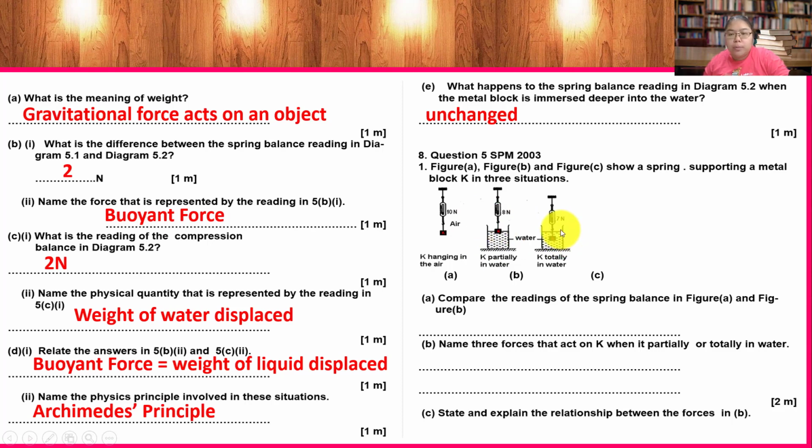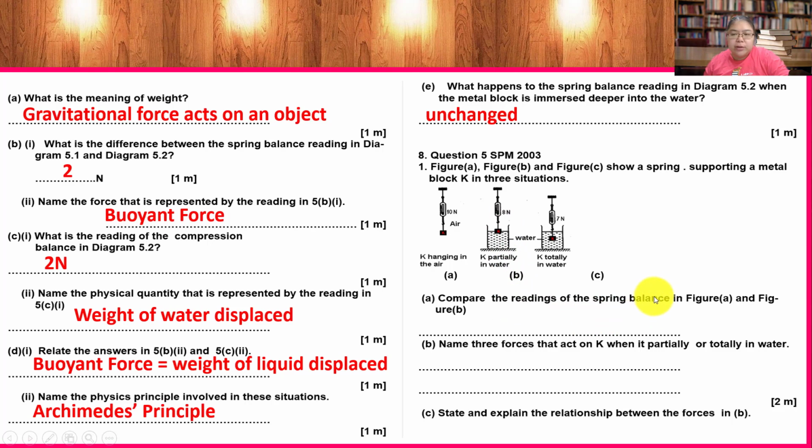Okay, now the whole block goes in. So it becomes 7 Newton. So that means now the buoyant force is how many? The buoyant force is 3 Newton. Okay, so this one is what we understand from the diagram. Okay, what question they ask we don't know, so we understand first. Okay, now they need to compare.